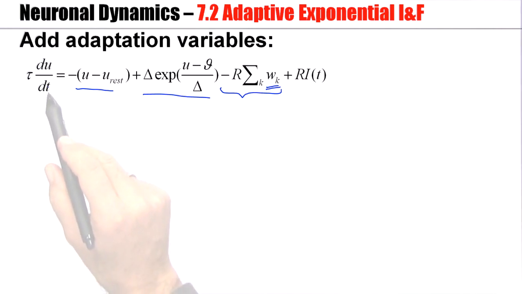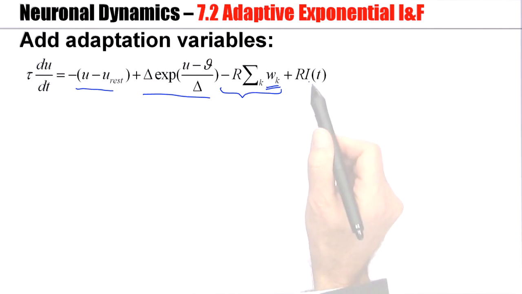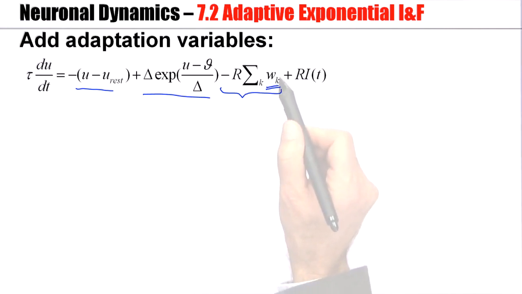Units of this equation are such that we have voltage on the right-hand side. So R times I is voltage, R times W is voltage, so W has the same units as I. It has units of a current.